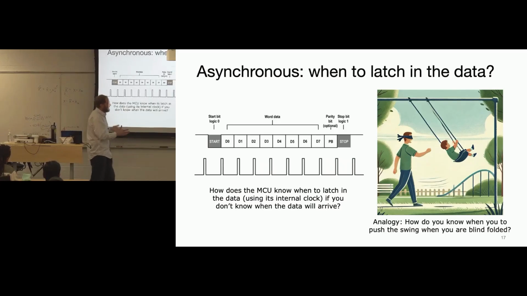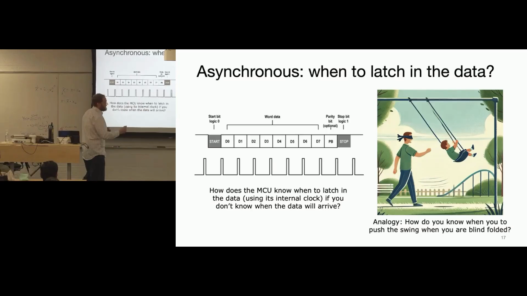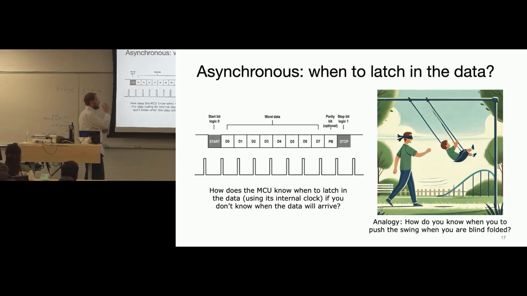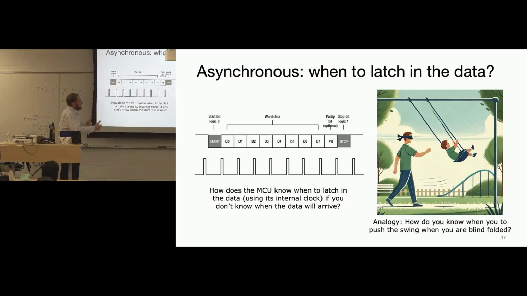So you need some strategy of knowing when to push the kid, or some strategy of knowing exactly when in time to latch in the data. Again, you know the period of the swing, you know the period of the data because you create it on the baud rate, but you don't know when that edge is coming. So you're going to use this start bit to figure that out.